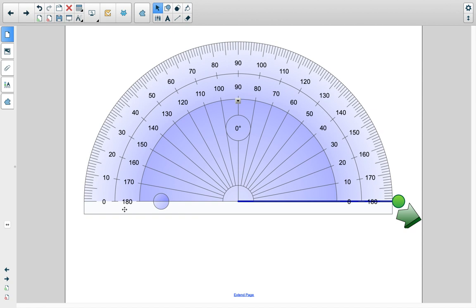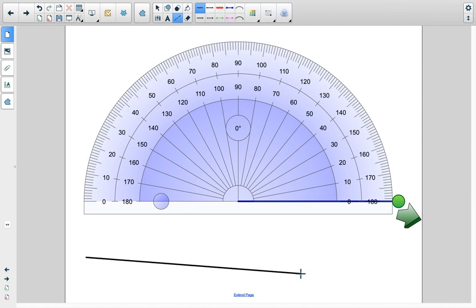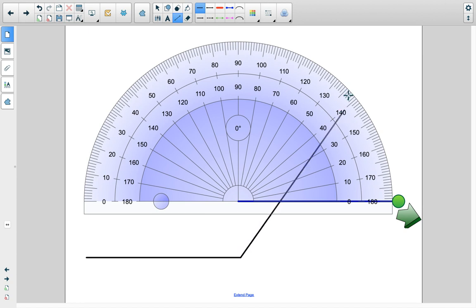So for example, if 0 is here, 90 degrees is straight above it, and you know that a 90-degree angle goes like that. So basically, to measure an angle using a protractor, let's just quickly draw an angle here just so that you can see what I'm talking about. So let's see if my angle goes like this.